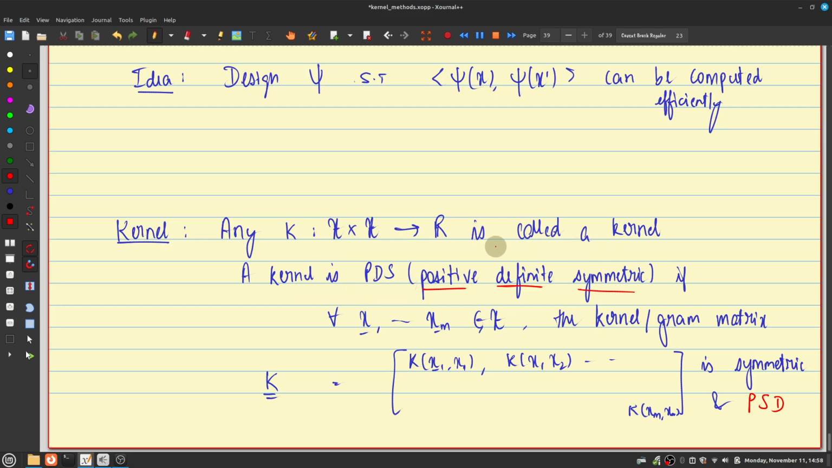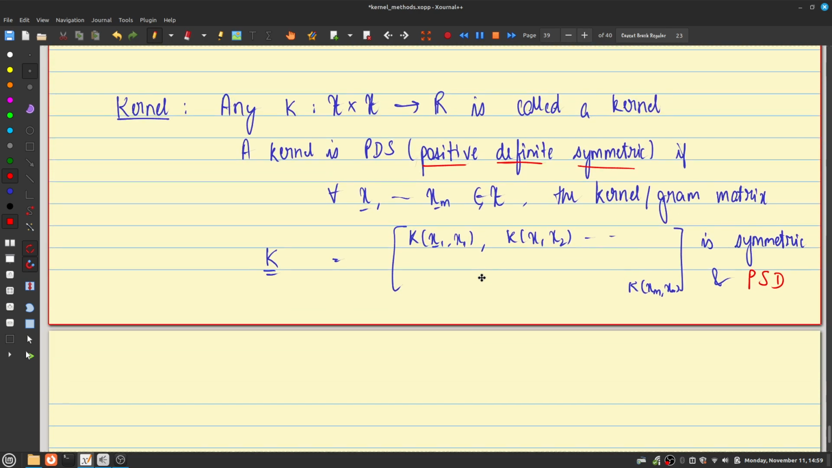The definition of a kernel is basically a function from x cross x to R, such that the gram matrix is always PSD for every set of M vectors. Some references choose to distinguish between general kernels and PDS kernels, but really what we are interested in are only PDS kernels. It should happen for every set of M vectors in the domain. Okay. Let's see why this requirement is needed.